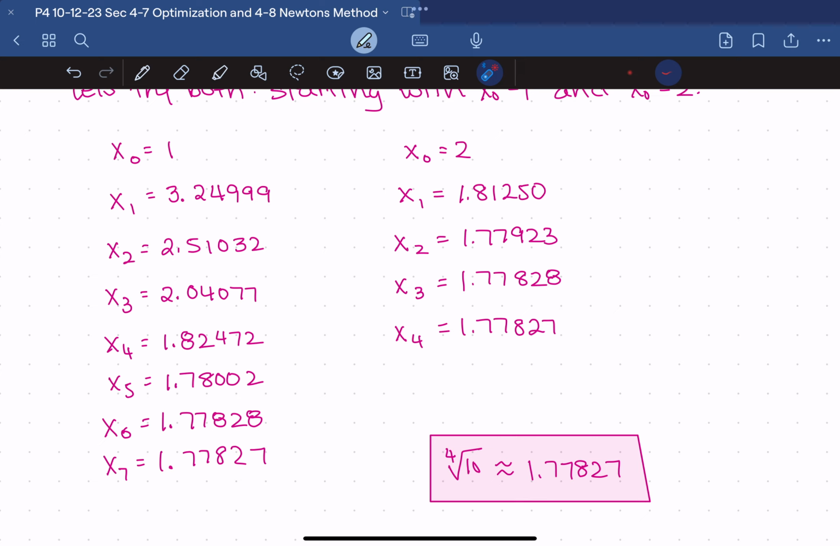And I just kept going until the first 5 digits didn't change. When starting with 1, it took 7 iterations to get it so that the first 5 digits after the decimal point didn't change. Starting with x equals 2, it only took 4 iterations. So we are estimating the fourth root of 10 is about this.